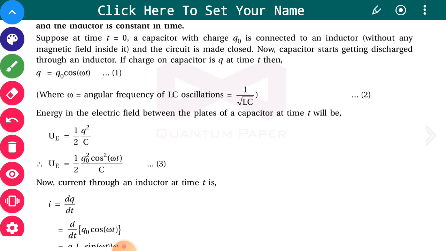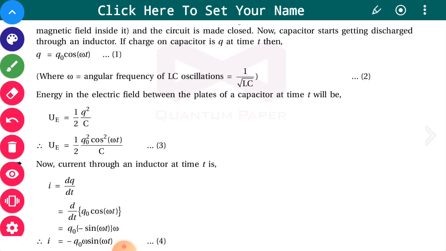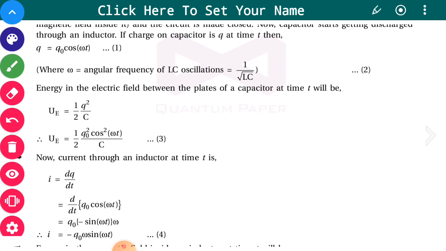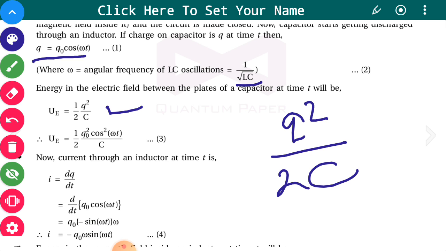Now the capacitor starts discharging through the inductor, and if charge on the capacitor is Q at any time t, it is given by this formula, as we have discussed, Q0 cos omega t. Angular frequency of oscillation, as we just discussed, is omega equal to 1 upon under root LC. Now energy stored is given by this formula, 1 by 2 q square upon C. So instead of q we have written q0 square cos square omega t upon C.